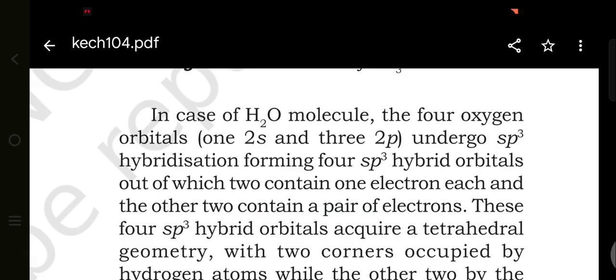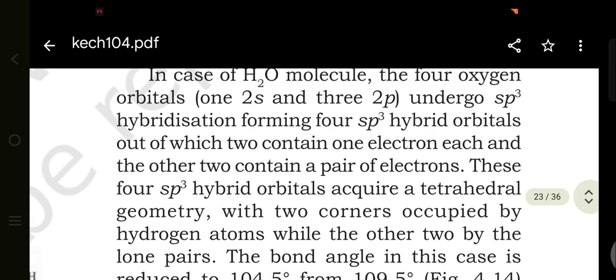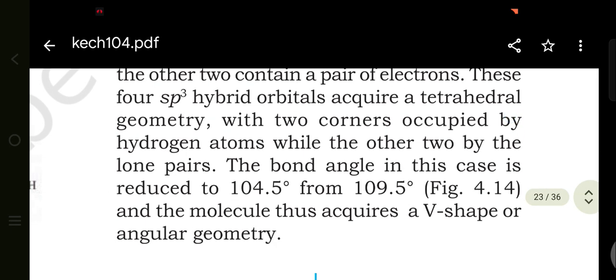In the case of the H2O molecule, the 4 oxygen orbitals undergo sp3 hybridization, forming 4 sp3 hybrid orbitals, out of which 2 contain 1 electron each and the other 2 contain a pair of electrons. These 4 sp3 hybrid orbitals acquire a tetrahedral geometry with 2 corners occupied by hydrogen atoms while the other 2 are occupied by the lone pairs. The bond angle in this case is reduced to 104.5 degrees from 109.5 degrees, and the molecule thus acquires a V-shape or an angular geometry.